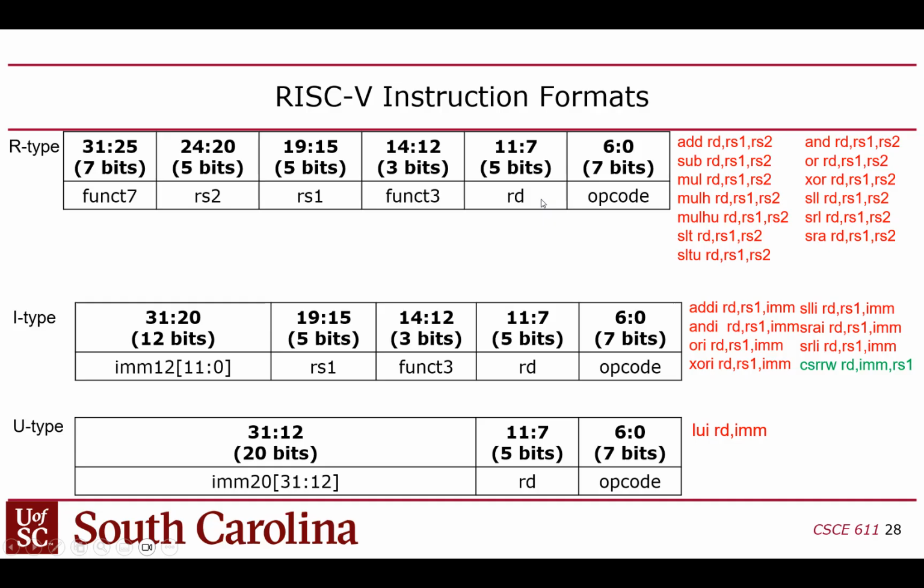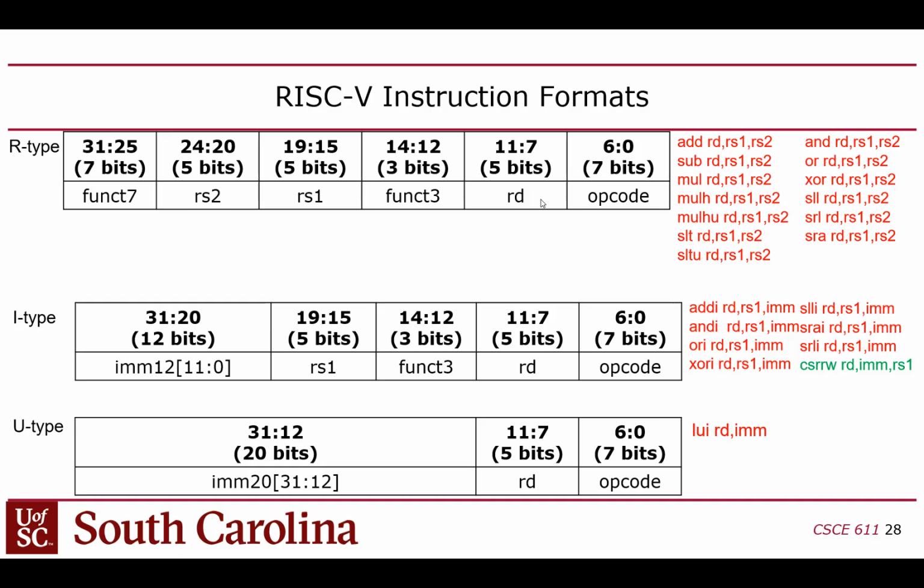And the RD field is always bits 11 down to 7. So if any instruction writes a register, it's always in bits 11 down to 7, which simplifies this a lot, because you can then take these bits and shove them directly into the write address of your register file. That wasn't the case in MIPS. MIPS had different destination fields depending on the instruction, right? So this simplifies things a bit.